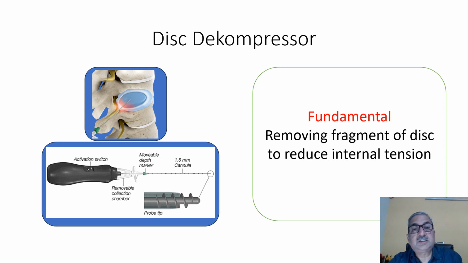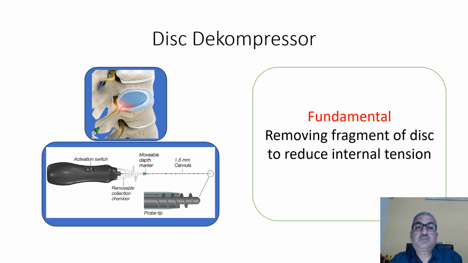Once you press the button, it rotates, and this goes inside the disc into the nucleus pulposus. This rotates, churns the nucleus and pulls it back, and it is collected here. So you are removing a small central nucleus by disc decompressor.